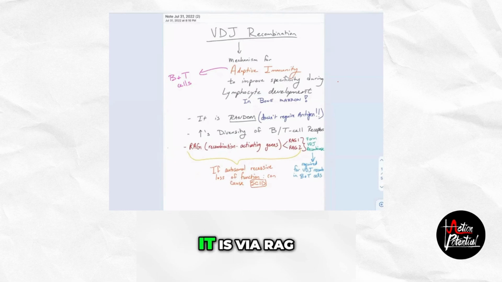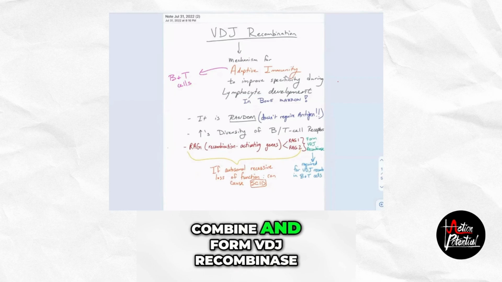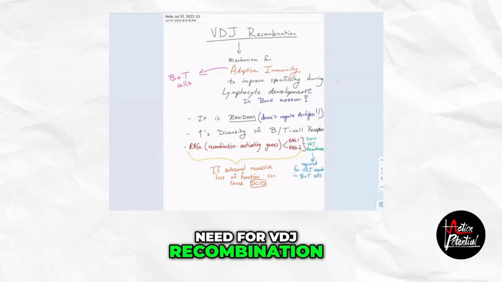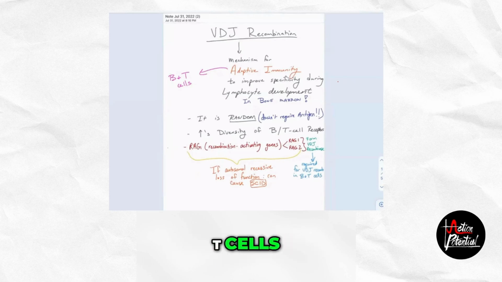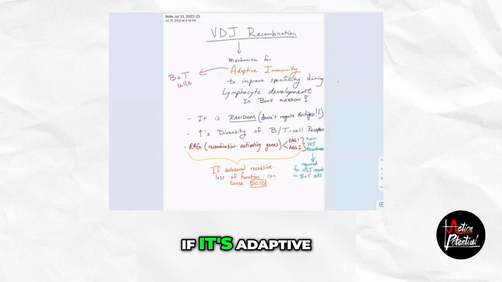And how it does it is via RAG. RAG stands for recombination activating genes. You need to know that there's two RAG genes, RAG1 and RAG2. And these together will combine and form VDJ recombinase. And so that is an enzyme that you need for VDJ recombination in both B and T cells. So now you know that VDJ recombination is adaptive. And so by definition, if it's adaptive, it's going to be part of your B and your T cells.